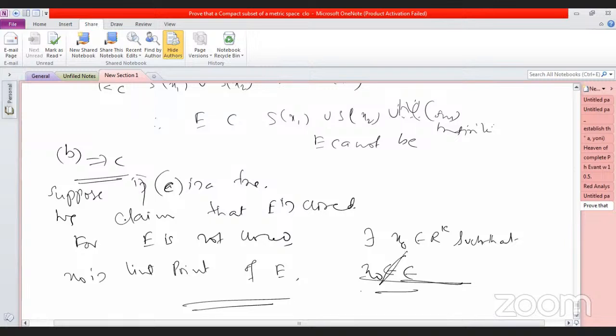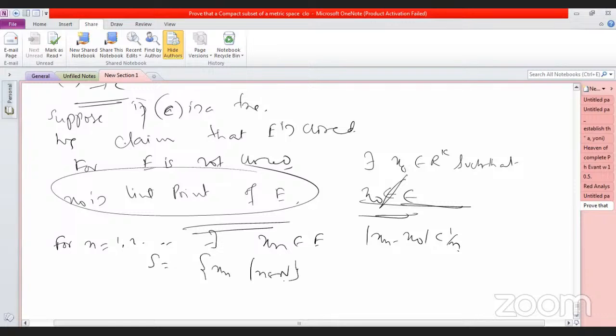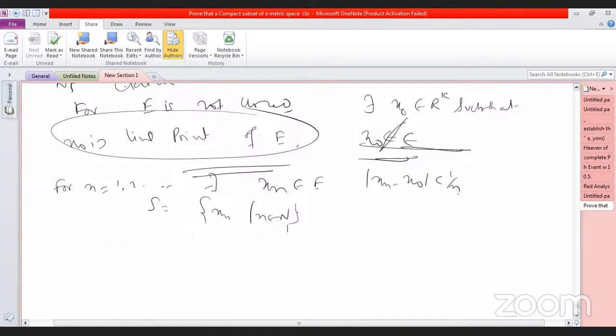Does not belong to E, because only when x naught does not belong to E is x naught a limit point of E. So for n equal to 1, 2, and so on, there exist points xn belonging to E such that |xn minus x naught| is less than 1 by n. This is an infinite set.